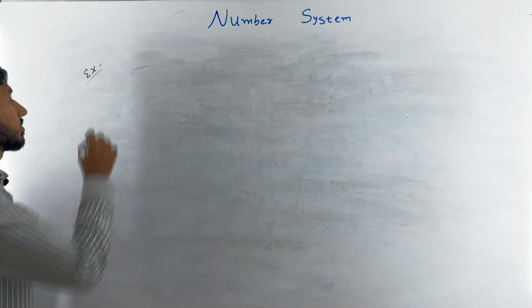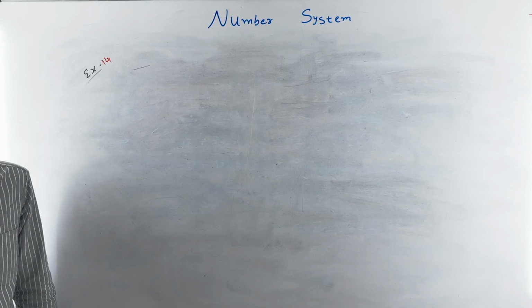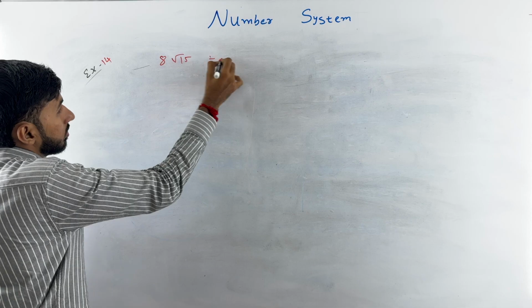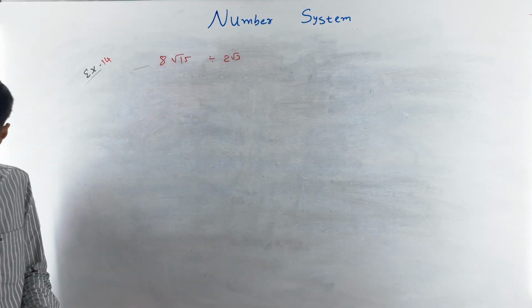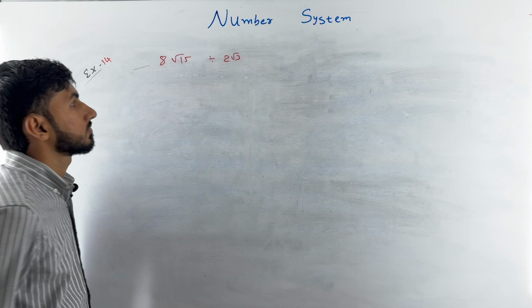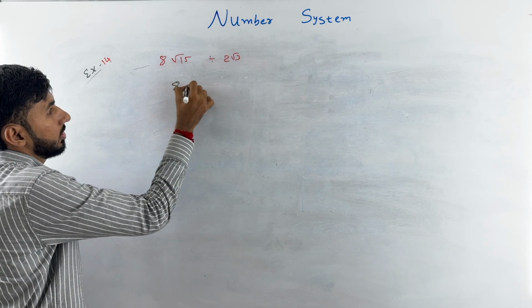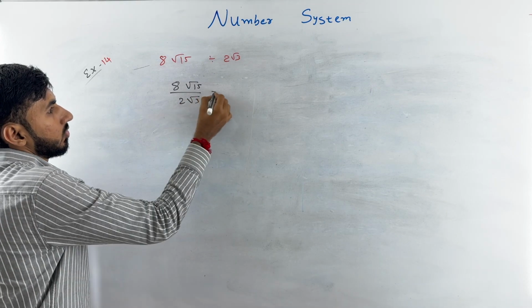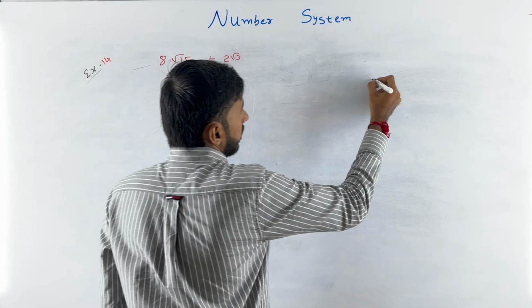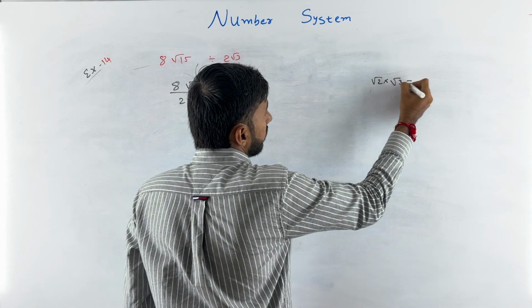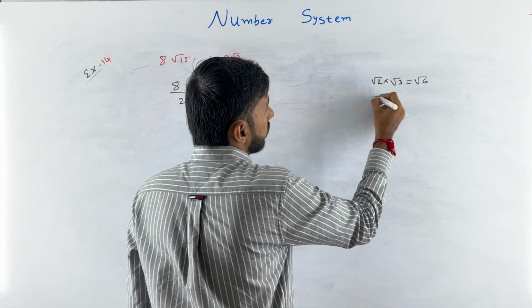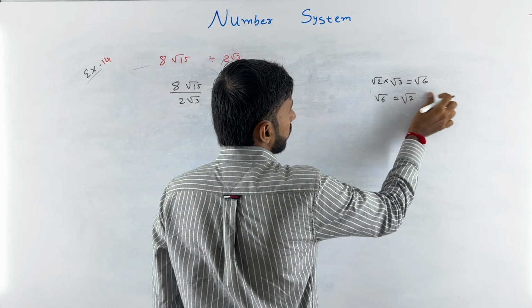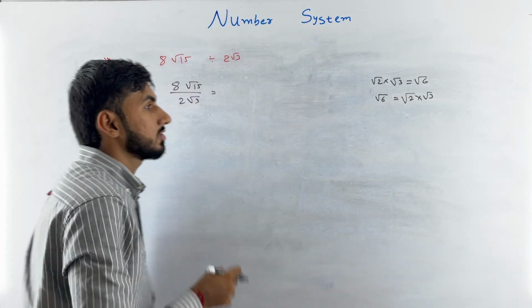Now we will move on to example number 14, that is 8 root 15 divided by 2 root 3. Now what will be the answer of this? Very easy. 8 root 15 divided by 2 root 3. As we all know, we can write root 2 multiplied by root 3 as root 6. So in reverse, I can write root 6 as root 2 multiply root 3. I will do the same process here.